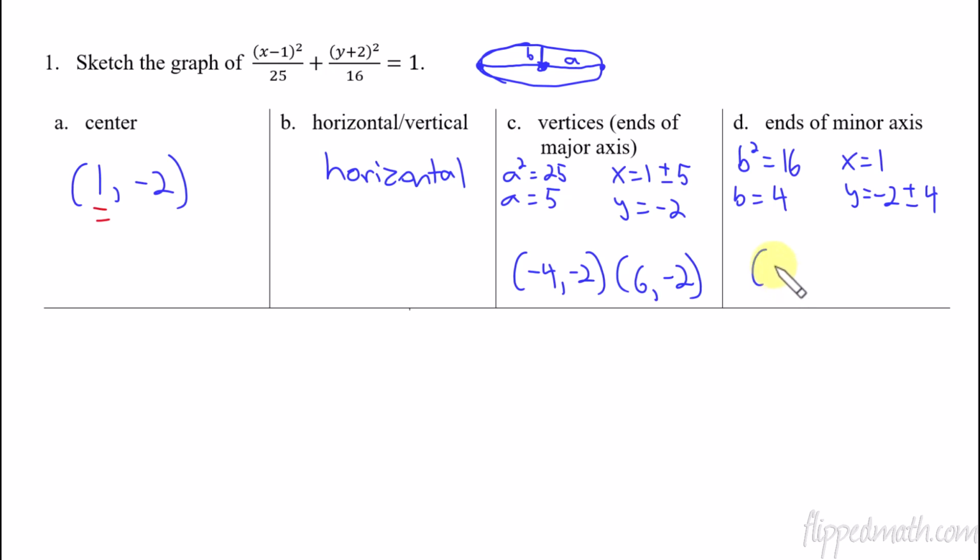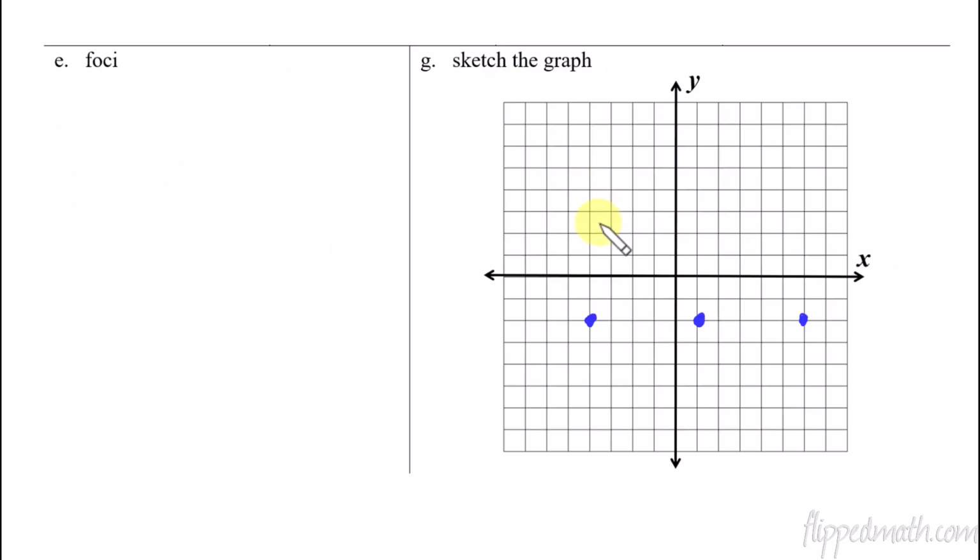And the ends of the minor axis would be 1, comma, -2 - 4 is -6. And the other point would be 1, comma, -2 + 4 is a +2. If I do the graph, I just have to remember the value of 4. So I'm going to go over here and I'm going to add and subtract 4. 1, 2, 3, 4 to get to the top. 1, 2, 3, 4 to get to the bottom.